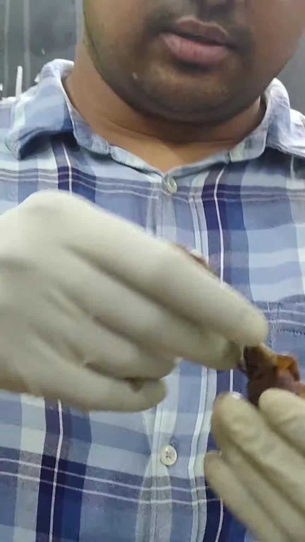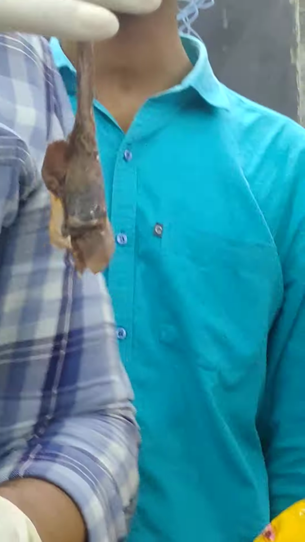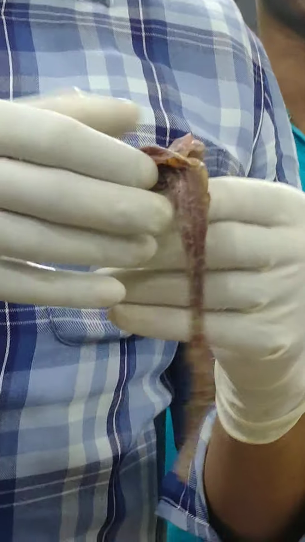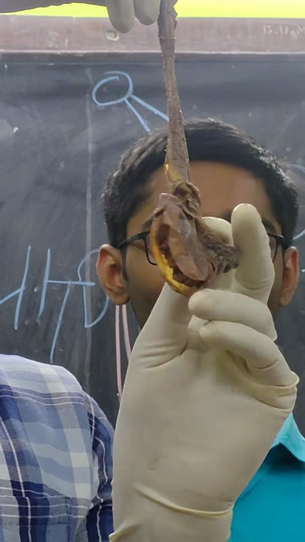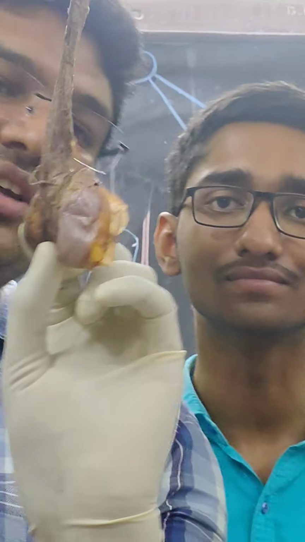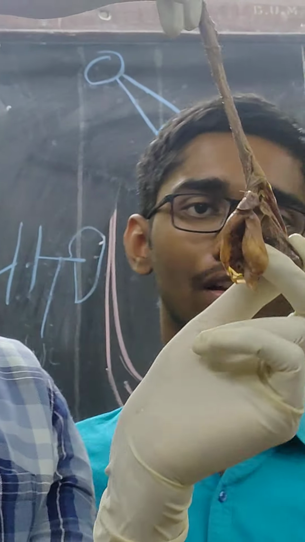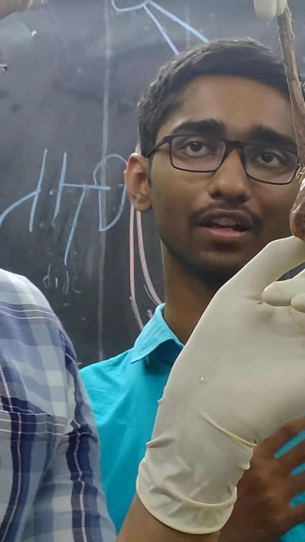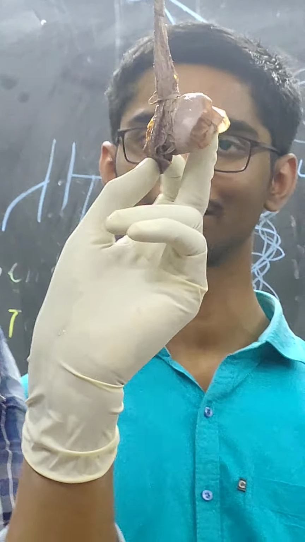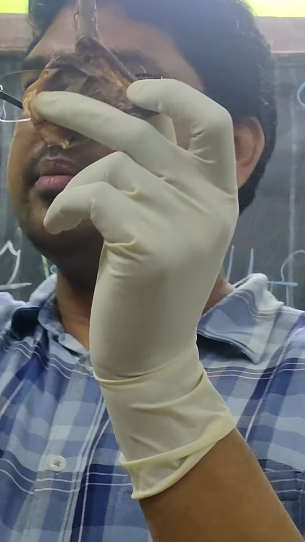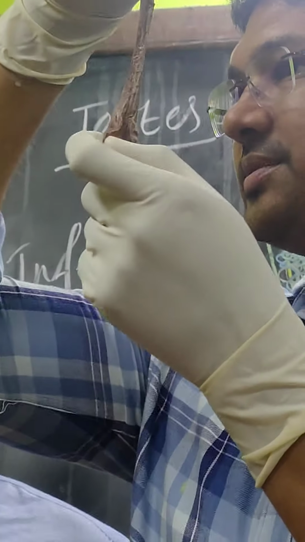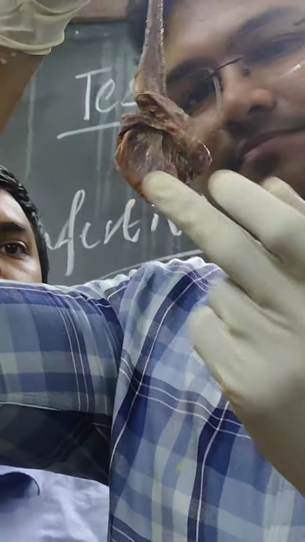So how to hold it? Which testis might this be? Try to identify which testis this might be. No gloves. Okay, try to identify. Right or left? Left. How can you say which is left? It is the sinus of the epididymis. You can see that sinus.